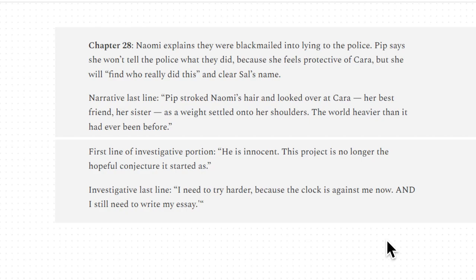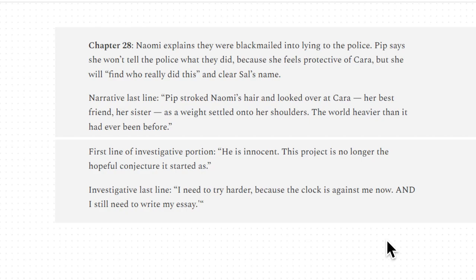Now, the first line of the investigative portion is, he is innocent. This project is no longer the hopeful conjecture it started out as. And the last line is, I need to try harder because the clock is against me now, and I still need to write my essay. So while the midpoint is supposed to be one scene, as I said before, 26 to 28, which is 53 to 58% of the book, make up the midpoint.